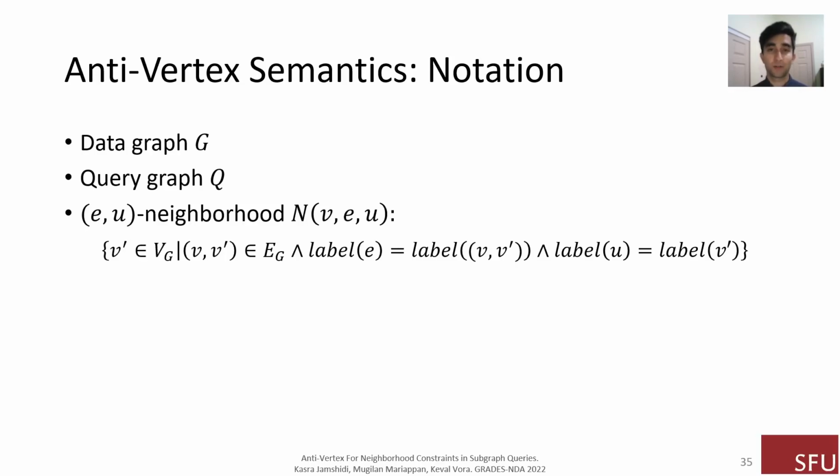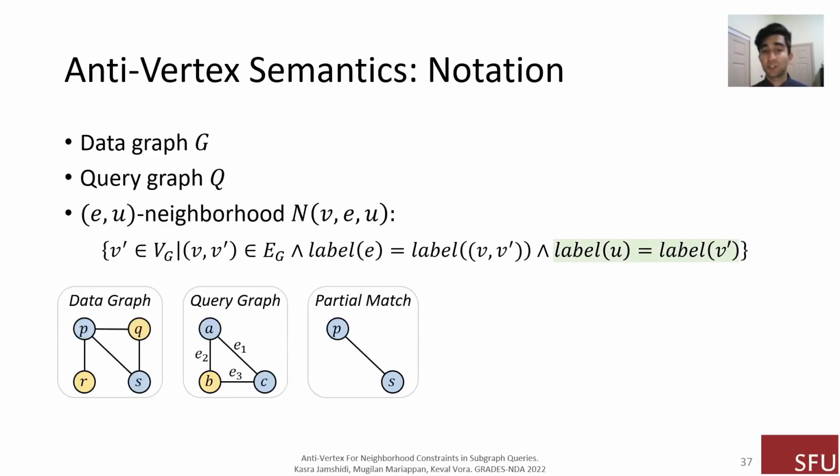The EU neighborhood of a data vertex V is the set of vertices that match U and that have an edge to V which matches E. So in this example, the data edge PS is mapped to the query edge E1. The E2B neighborhood of P is all of P's neighbors which match B. B is yellow, and E2 has no label, so this neighborhood consists of P's yellow neighbors, Q and R. Likewise, the E3B neighborhood of S is all of its yellow neighbors as well.